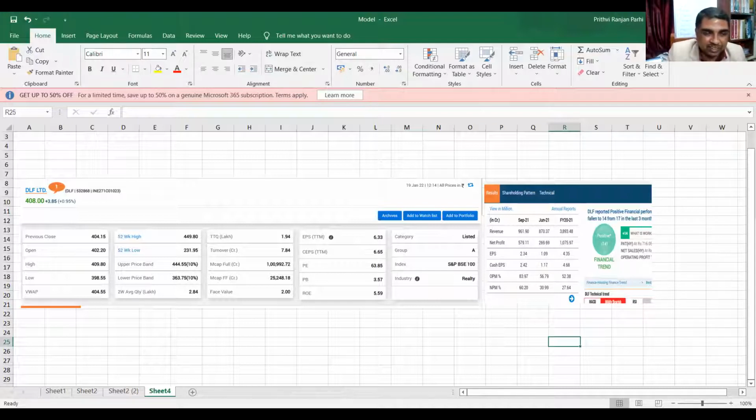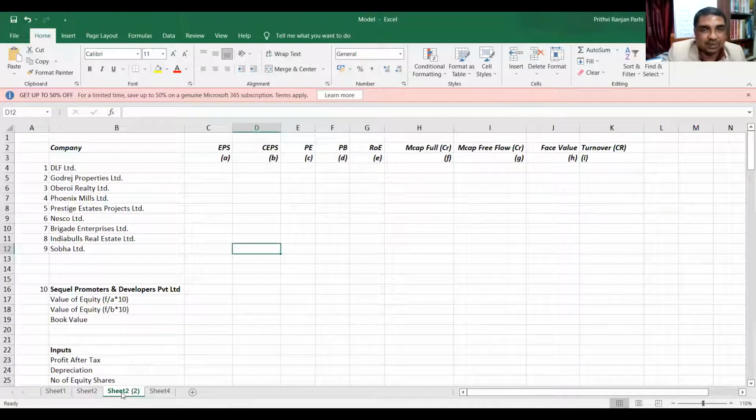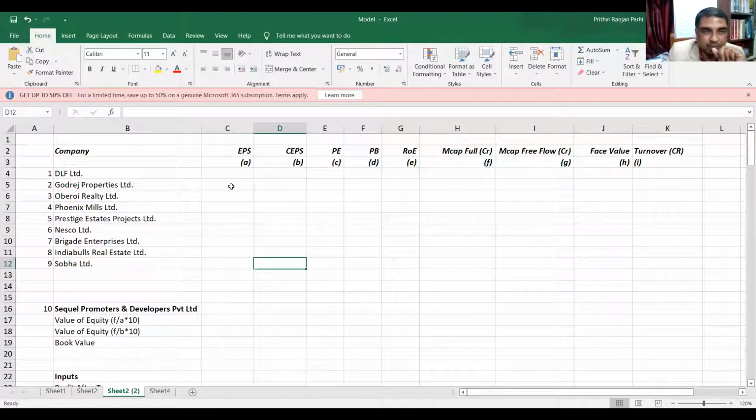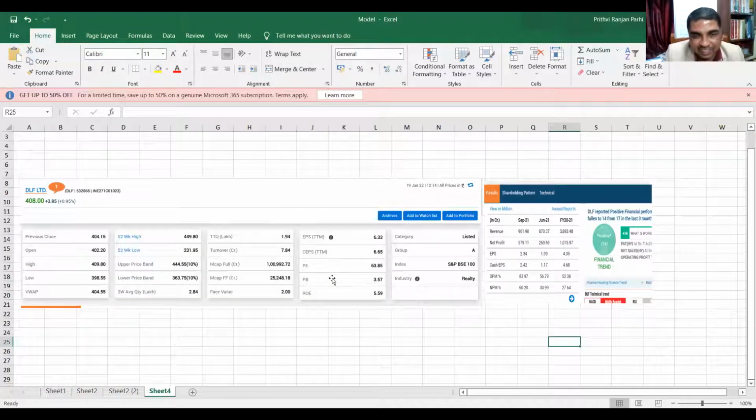Now, once you have seen the data, you have to give me figures. These are the list of companies. Yes or no? Please keep on responding. Yes, sir. Okay. Now first I need all this data. You may add other data also. For example, first I need EPS of DLF. EPS I can take from history. Trailing 12 months TTM data is available.